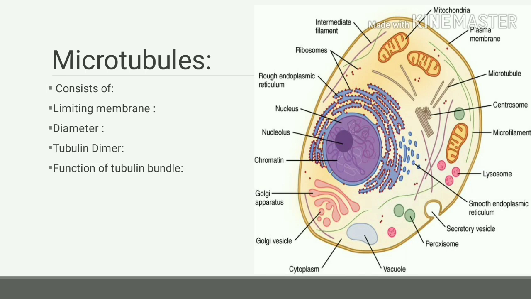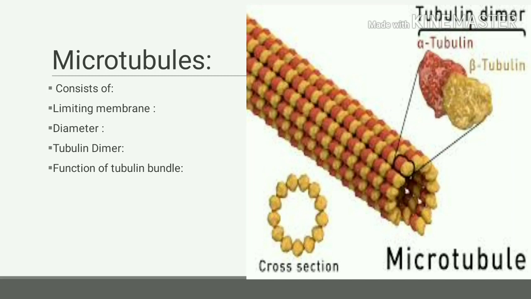Starting with microtubules, these are long hollow tubular structures, as you can see here in the diagram. These are structures without a limiting membrane. They are about 25 nanometers in diameter. These microtubules are made up of tubulin dimers, as you can see in the diagram. Each is made up of two subunits of globular protein, alpha and beta tubulin. Function of tubulin bundle: this tubulin bundle gives structural strength to the cell.